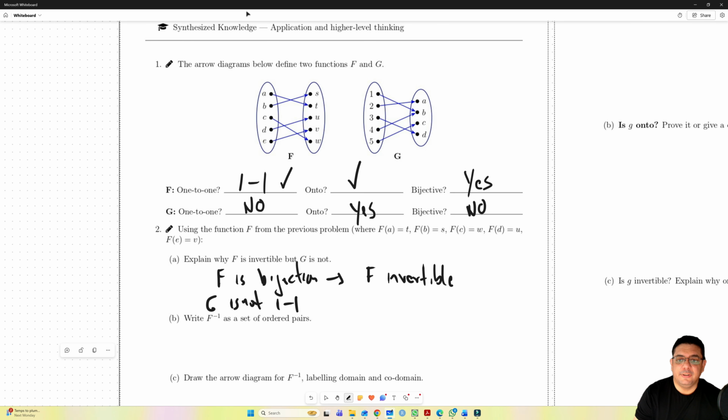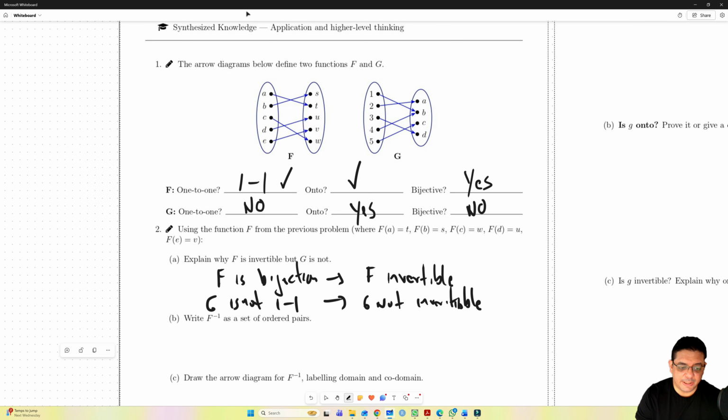One of the reasons is, for example, if you think of sending a function from here to here, you'll have to send b to 1 and also b to 4. And that's not going to be a function. That relationship is not going to be a function. So that's why g is not invertible.